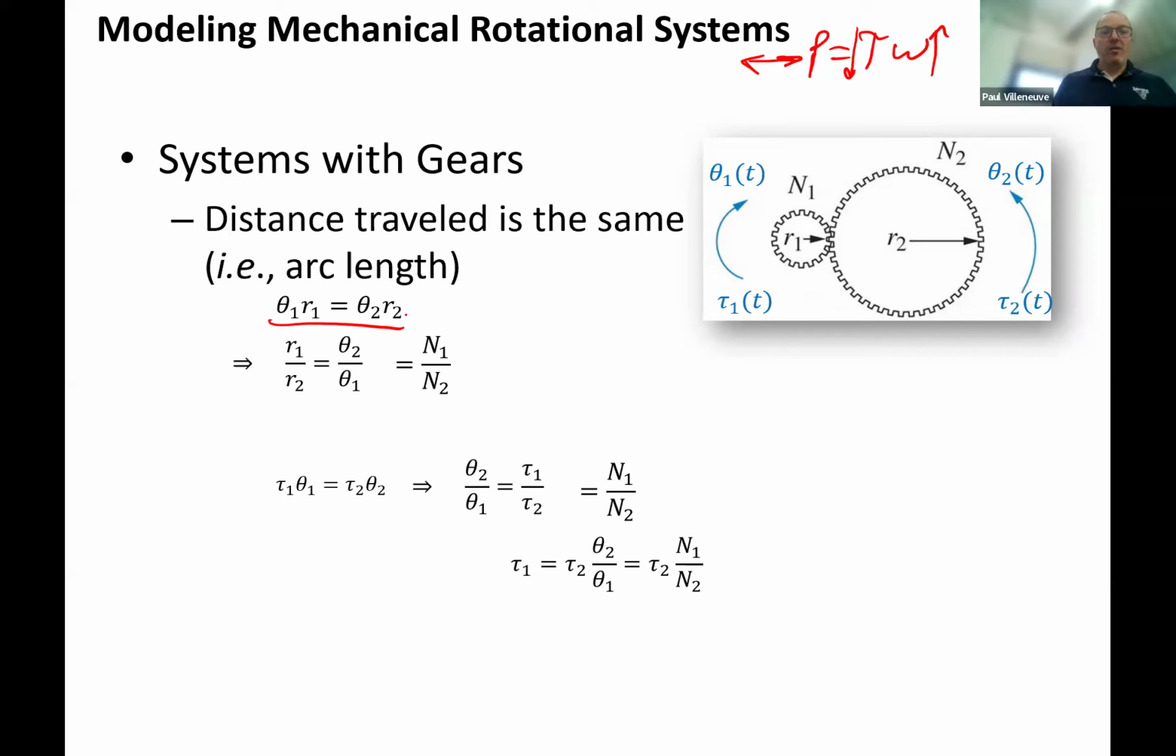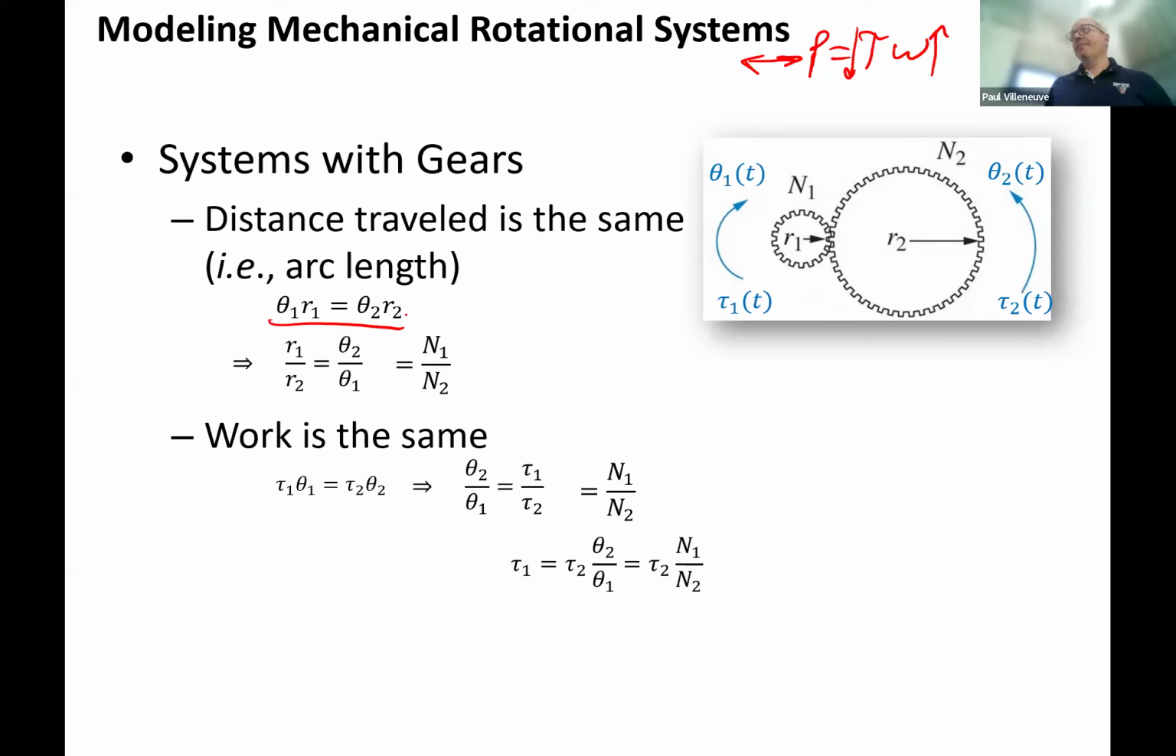is we'll set our equation based on distance traveled, right? The distance traveled is the same. So theta 1 times R1 has to equal theta 2 times R2. And then we'll just do some math. We'll say R1 over R2 is equal to theta 1 over theta 2, which means N1 over N2, which is our turns ratio, right? It's our gearing ratio or turns ratio.